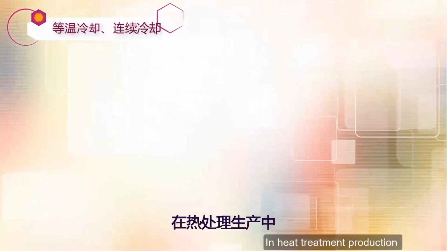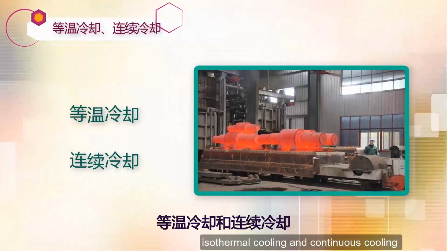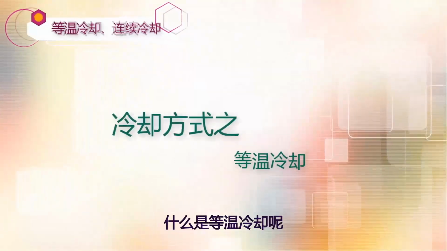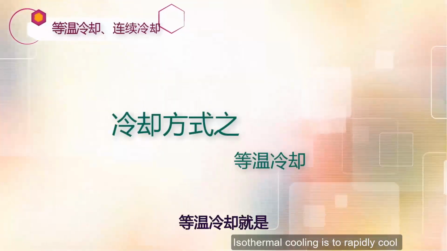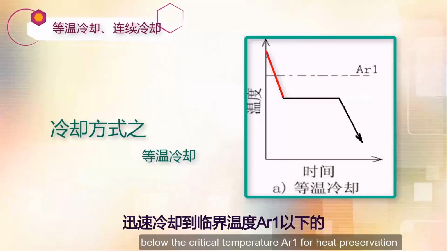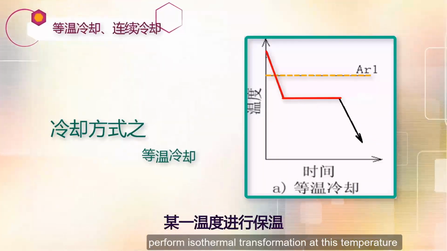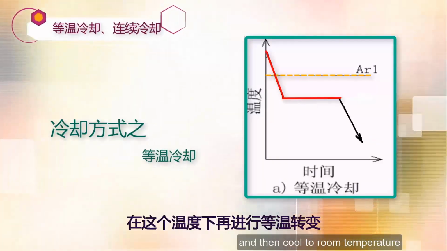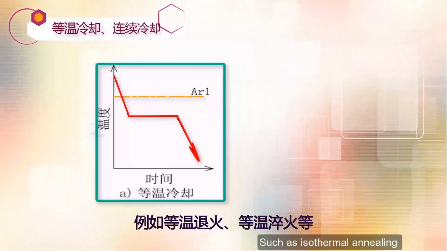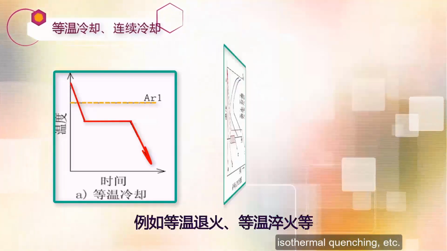In heat treatment production, there are two commonly used cooling methods: isothermal cooling and continuous cooling. What is isothermal cooling? Isothermal cooling is to rapidly cool the heated austenitized steel to a temperature below the critical temperature Ar1 for heat preservation, perform isothermal transformation at this temperature, and then cool to room temperature, such as isothermal annealing, isothermal quenching, etc.